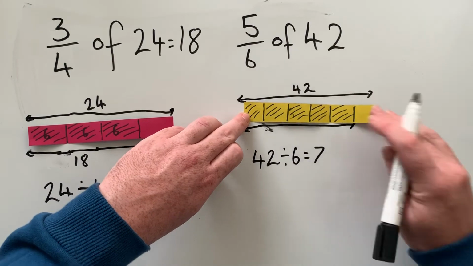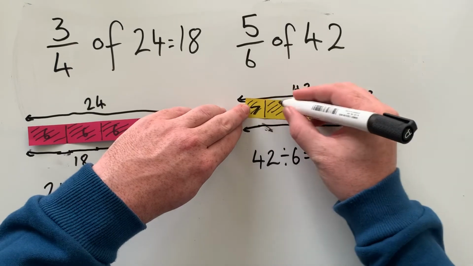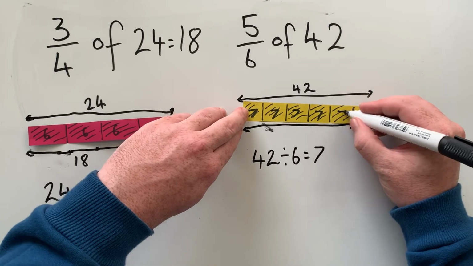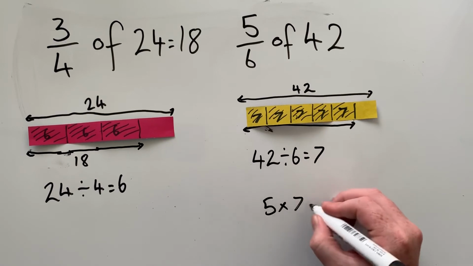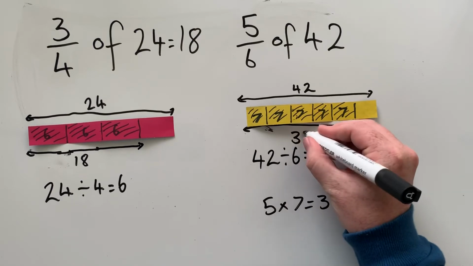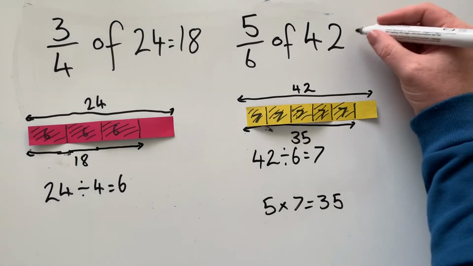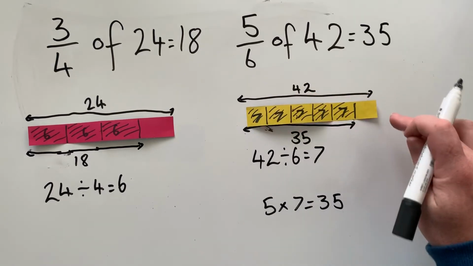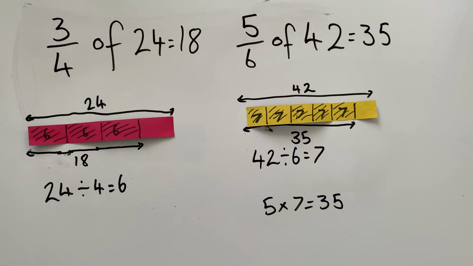And then what we need to find is what is the total of all 5 of those. So if each one is worth 7, five times 7 equals 35. So 5/6 of 42 is 35. 42 shared equally 6 times was 7, and 5 groups added together equals 35.